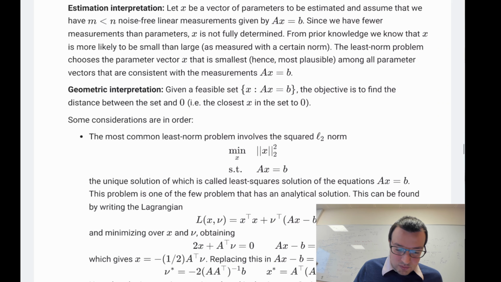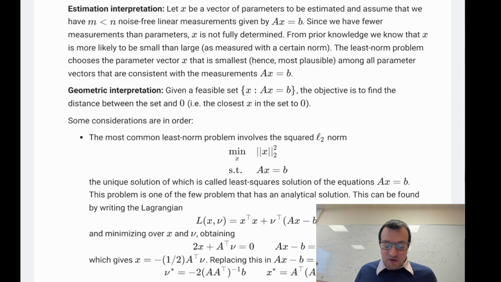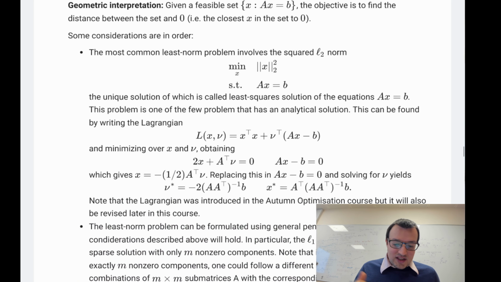Another application in which the least norm problem arises is geometric; we can give a geometric interpretation to the problem. We can consider that we have a feasibility set, so we want to find an x that satisfies the constraint. As we said, there are a lot of different x that satisfy the constraint. But in addition to that, we would like to find the point that is closest to 0. This is a geometric problem.